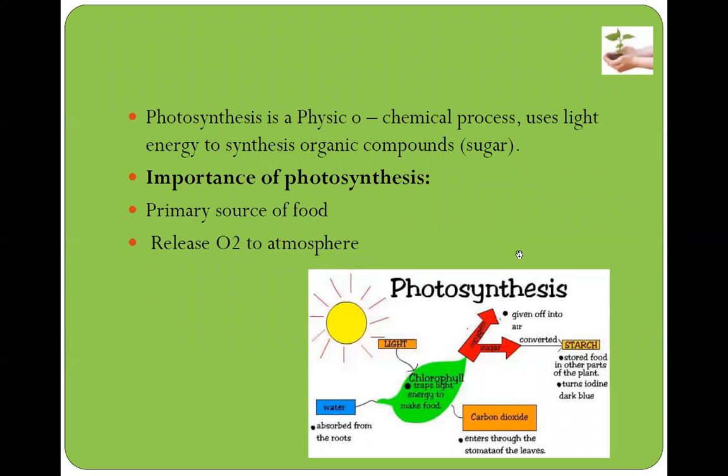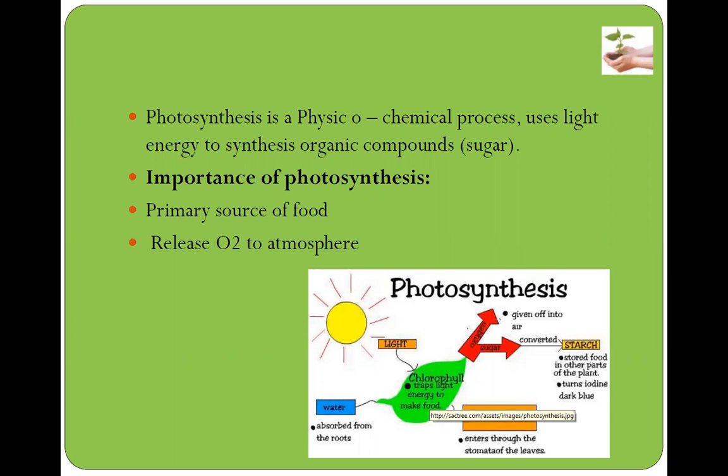Now see here, you can see that the water, right, is absorbed from the roots. So from where is the leaf going to get the water? They are going to get the water from the roots, and the roots are absorbing the water from the soil. Now, this water reaches the leaf, and also the carbon dioxide enters inside this leaf with the help of the stomata which are present on the leaves, right?